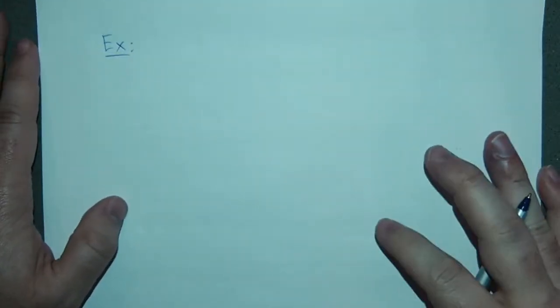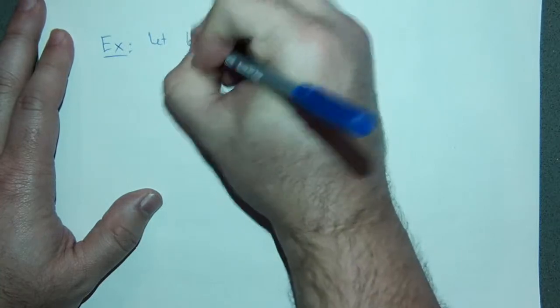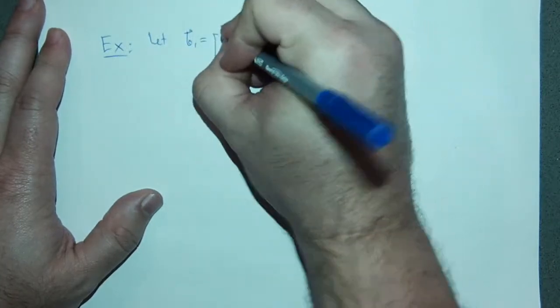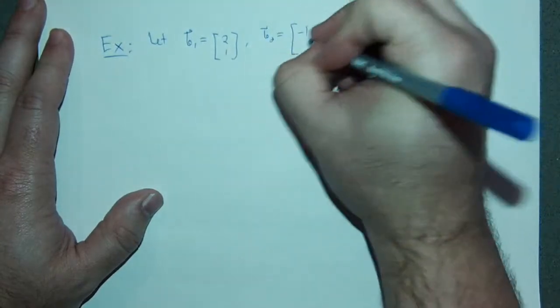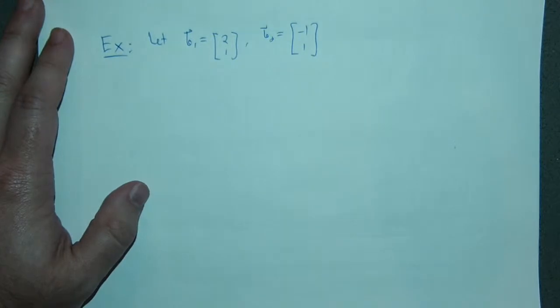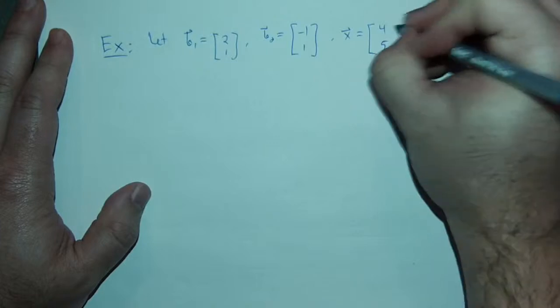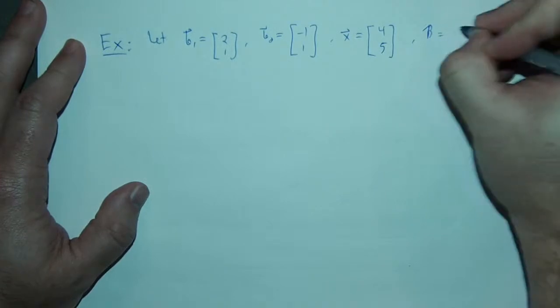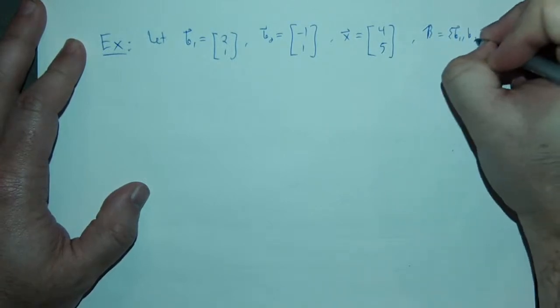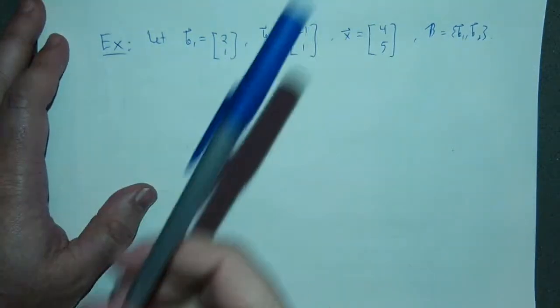before moving on to talk about the coordinate map specifically. So our example is going to be: let b1 be the vector (2, 1), and b2 be the vector (-1, 1). This still forms a basis for R2. And let x be the vector (4, 5). Okay. And let script B, of course, be the set of the two vectors b1, b2. So this is a basis for R2. I don't need to say anything more about that.